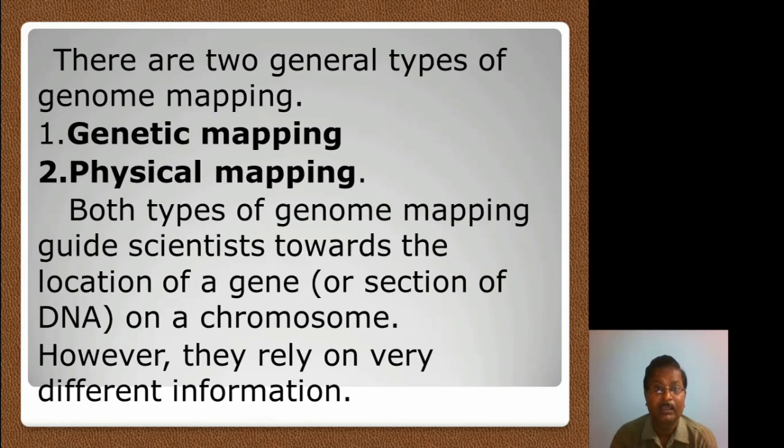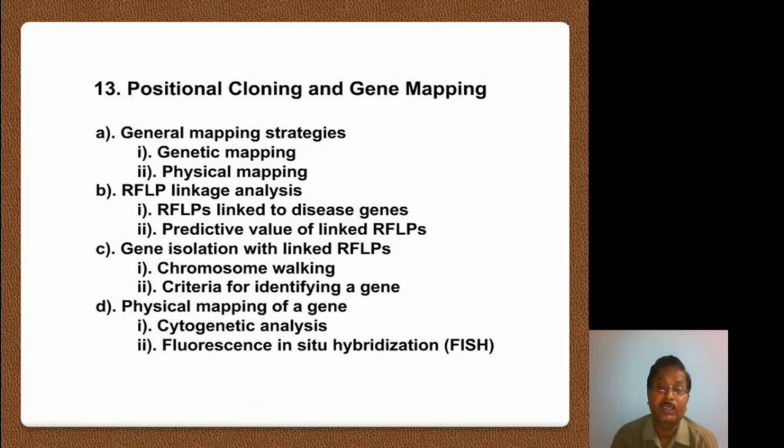There are two general types of genome mapping. One is called genetic mapping, the other one is physical mapping. Both types of genome mapping are going to help guide the scientist towards the location of a particular gene, or the section of DNA called a gene, on a chromosome. However, they rely on very different information. And if you go for positional cloning and gene mapping, we have a lot of strategies.